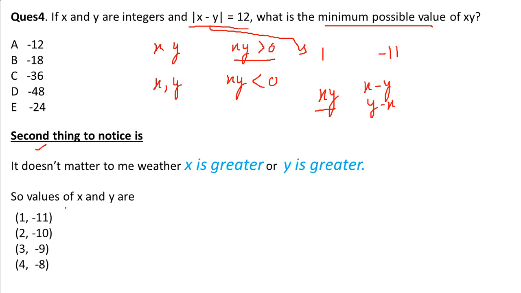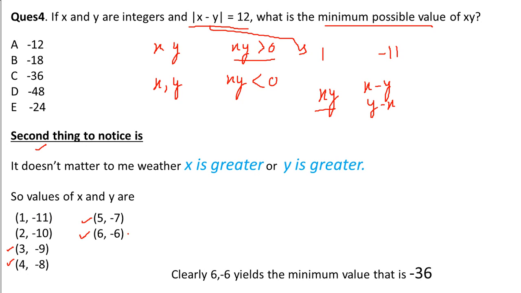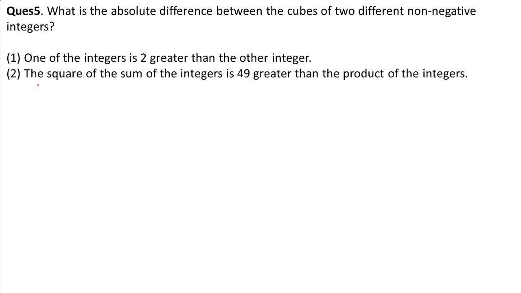So the values of x and y are 1 comma minus 11, 2 comma minus 10, 3 comma minus 9, 4 comma minus 8, 5 comma minus 7 and 6 comma minus 6, if x and y have to have opposite signs. So clearly the maximum absolute value yields minus 36, and this is the minimum value. The other pairs yield minus 35 and so on, which are clearly greater than this. So for 6 comma minus 6 I have the minimum value, that is minus 36. So the right answer to the question is minus 36.